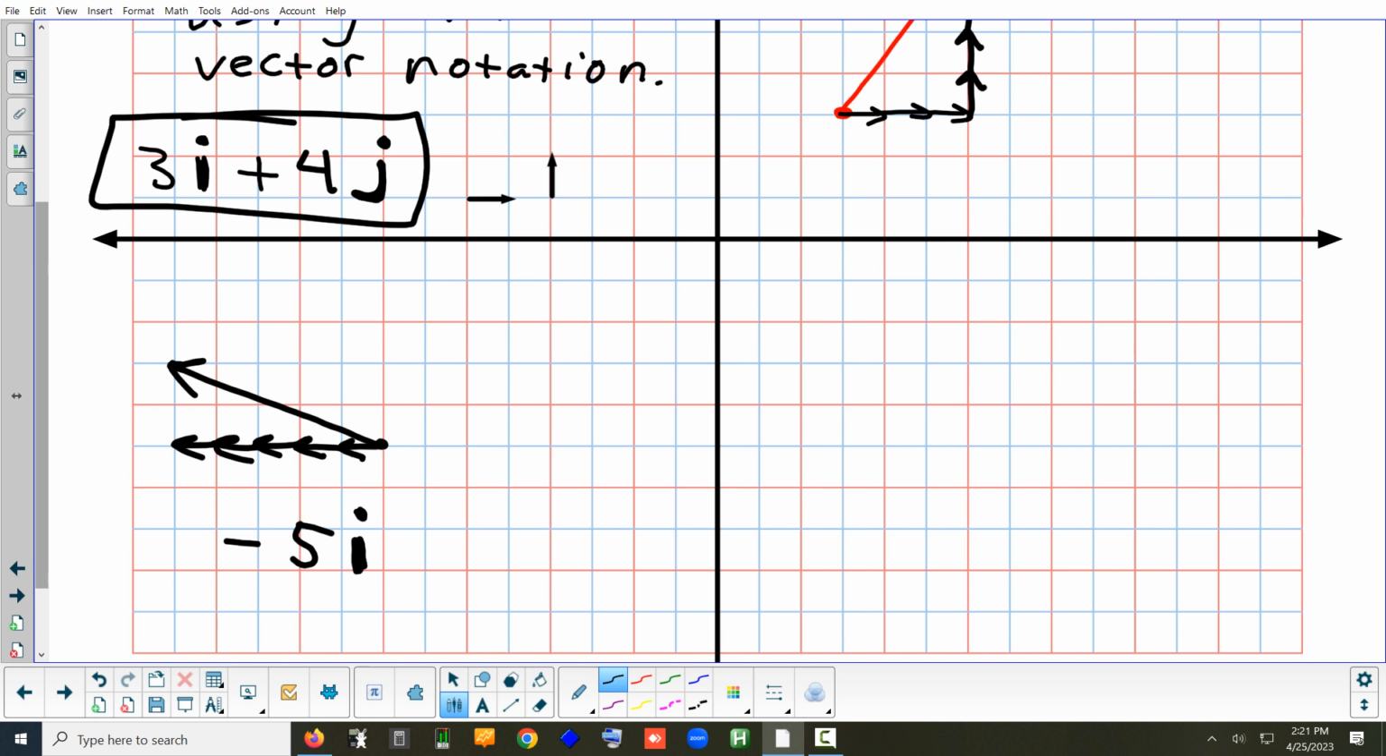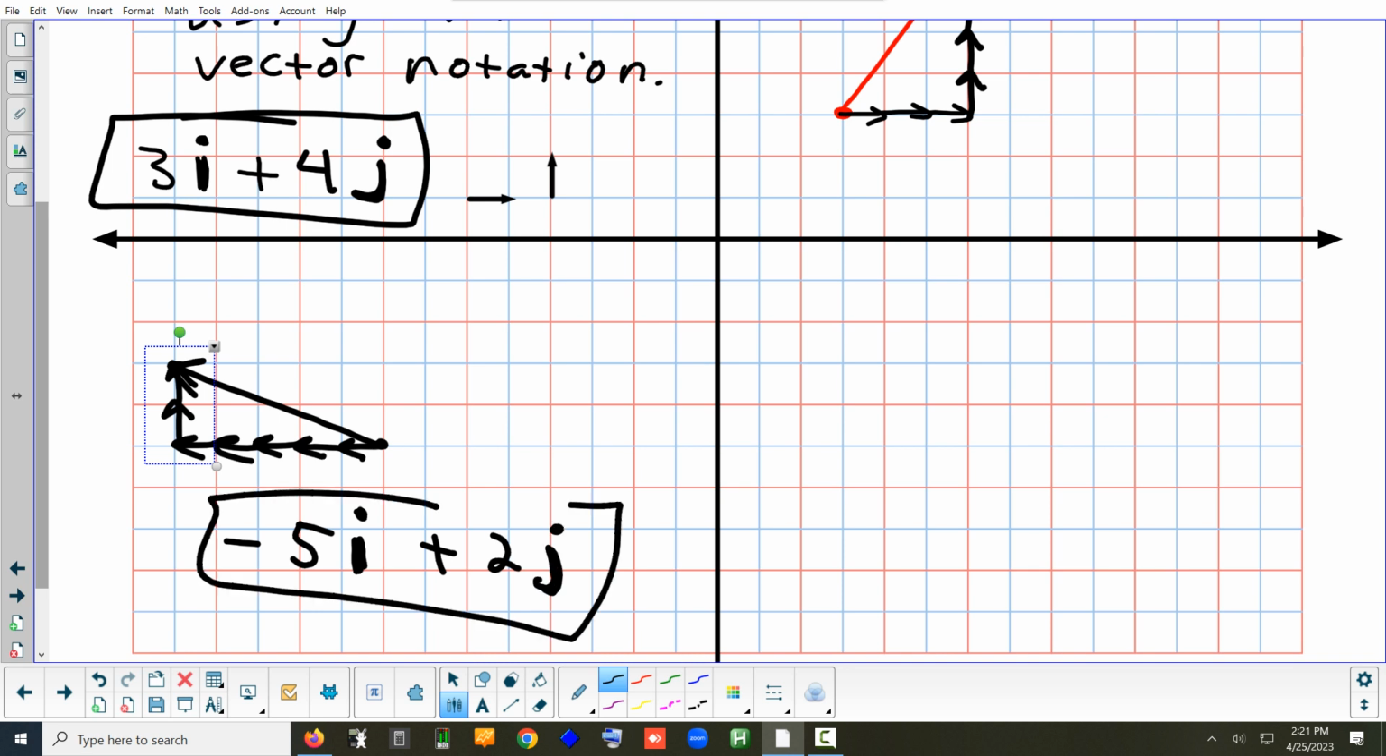And Tony, how many j's on this one? 2. 1, 2. So think of the i's and j's, they're like building blocks. You stack them together to get from where you started to where you want to stop. And that's how you build your vector. So that's that one. Negative 5i plus 2j.